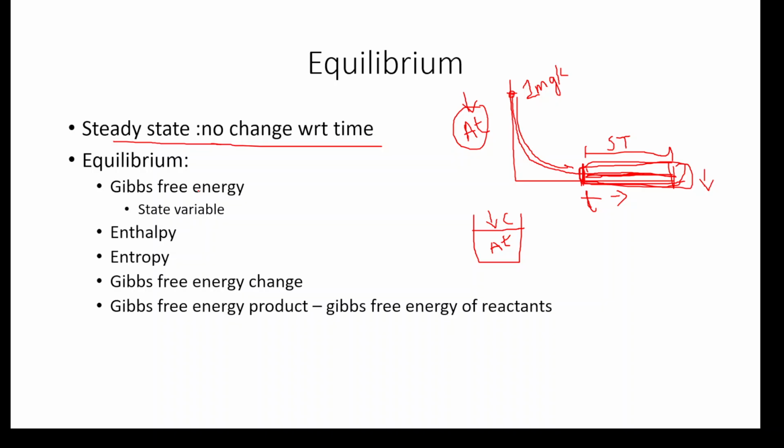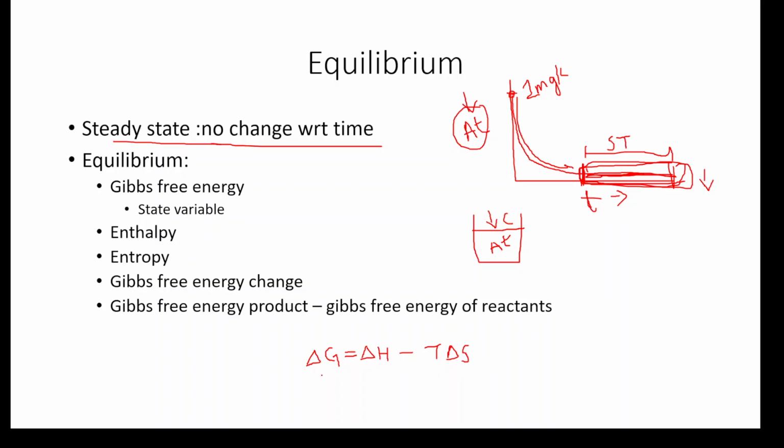In the case of equilibrium, we studied Gibbs free energy. So we studied this equation, delta G is equal to delta H minus T delta S. So this delta G is the change in Gibbs free energy.